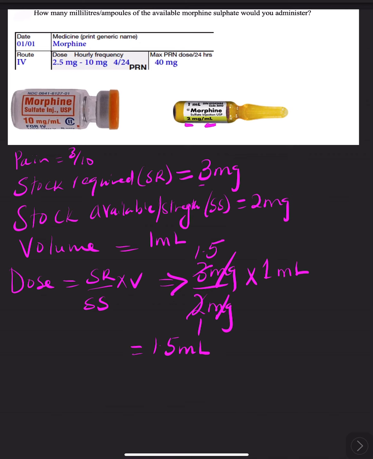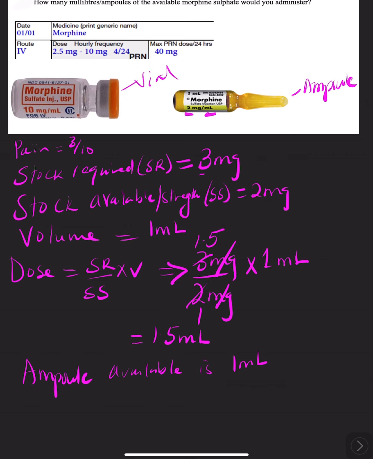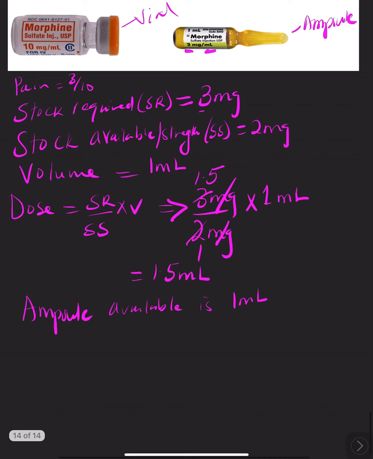We can now work through this question and see how many ampules you need. Remember, we'll go back to this because it's our ampule. One ampule contains 1 mL, and I need more than 1 mL. So we can say the ampule available is 1 mL, and what I need is 1.5 mL of the same ampule.